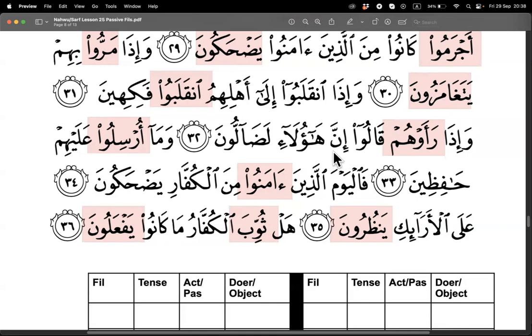Inna. Inna is harf nasab. We need to find isim inna and khabar inna. So where's our ism inna? This one I'm just guessing. I believe haula will be the isim inna. What kind of word is haula? Haula is some sort of pointing word, isyarah. Yes, correct. This is ism isyarah, so it will always be haula'i, we don't have the i here. So yes, this is fi mahalli nasab, the ism of inna.